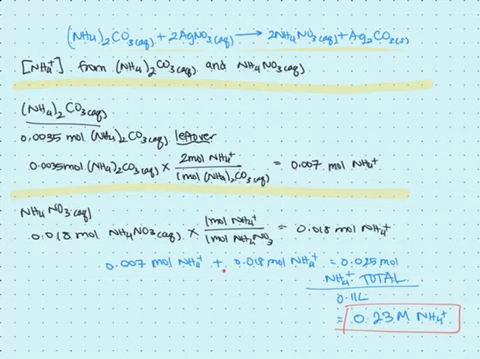Now we just add up both of the moles from ammonium carbonate and ammonium nitrate, and we get a total of 0.025 moles. Then we divide by the liters of solution to find the final concentration of ammonium ions, which is 0.23 molar. With that, you are done solving the problem.